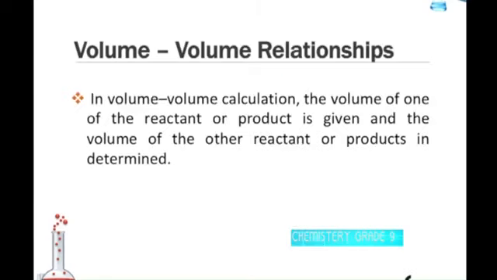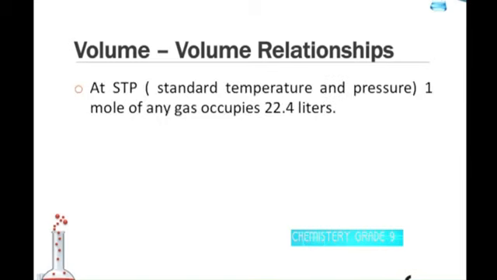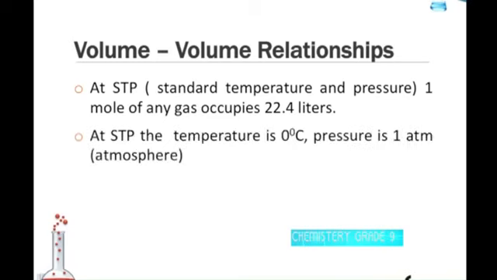The third way to do it is the volume-volume calculation. The volume of one of the reactants or products is given, and the volume of the other reactant or product is determined. We use Avogadro's law, which says that equal volumes of gases kept at the same pressure and temperature contain the same number of molecules. At standard temperature and pressure, STP, 1 mole of any gas occupies 22.4 liters. At STP, the temperature is 0 Celsius and pressure is 1 atmosphere.